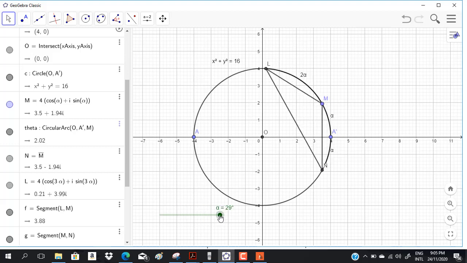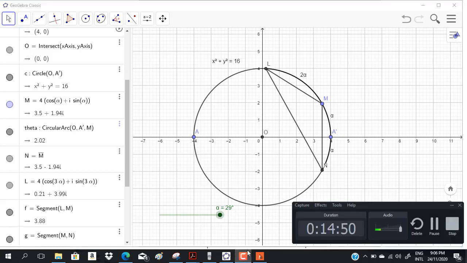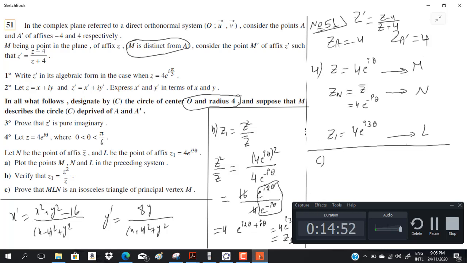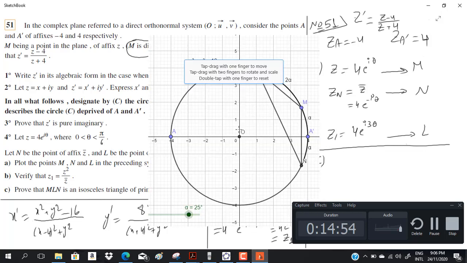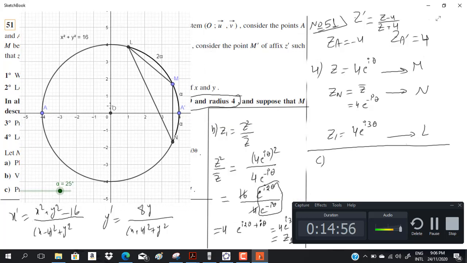So how did I prove that it's an isosceles triangle? This angle equals the opposite arc over 2. The opposite arc is alpha plus alpha, 2 alpha, over 2. And this angle equals the opposite arc over 2. The opposite arc ML is 2 alpha over 2, equal to alpha. So these two angles are equal, so this is an isosceles triangle. Let's do it here. I'll put the picture here.